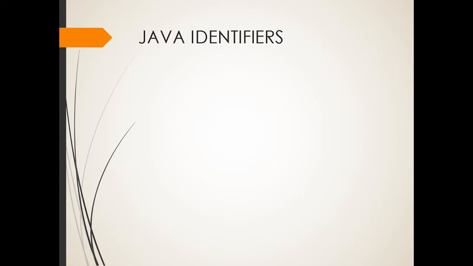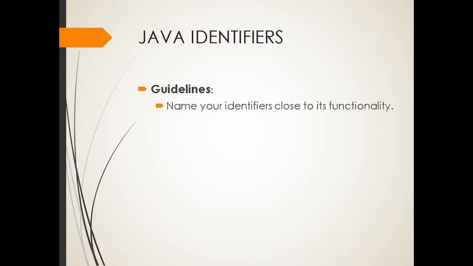So we will continue with the Java identifier. Okay? So let's talk. Actually, we need to continue with the guidelines for Java identifiers. Name your identifiers close to their functionality. Just like what I mentioned in our last, in our previous subject, we need to make sure that the identifier or the variable name that you're trying to create should be related to the functionality of that specific variable.